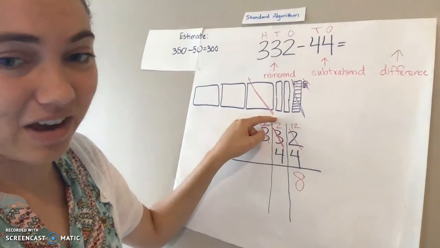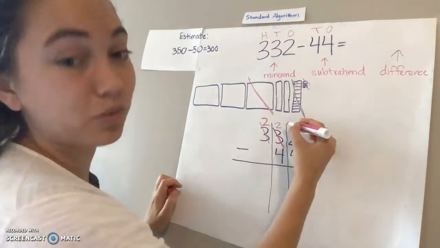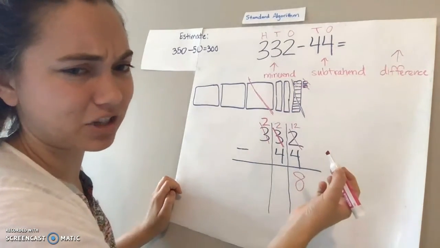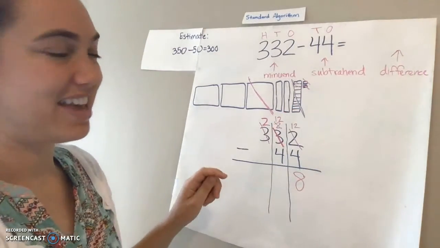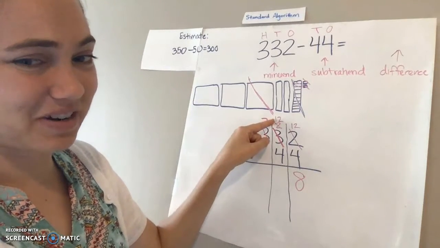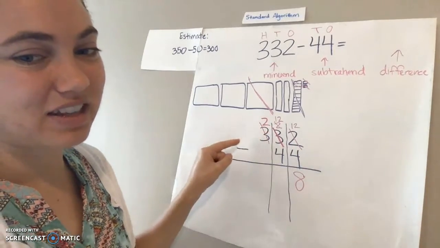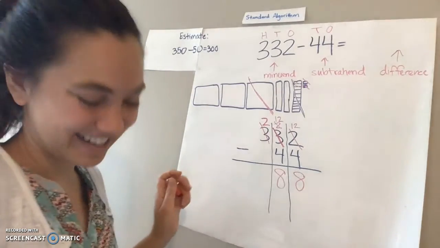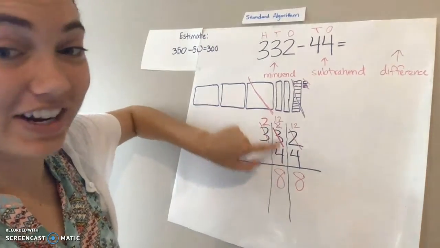Okay, so now we can take those hundreds over and regroup. So instead of having 2, we add 10 plus 2, which is 12. Okay, we added 10 more next door, so 2 plus 10 is 12. 12, take away 4 is 8. Excellent work. Now we have completed our tens column.